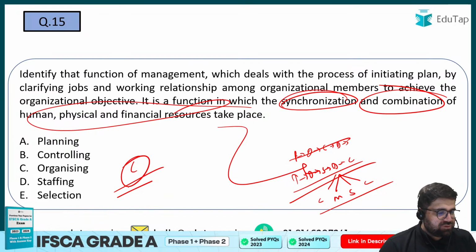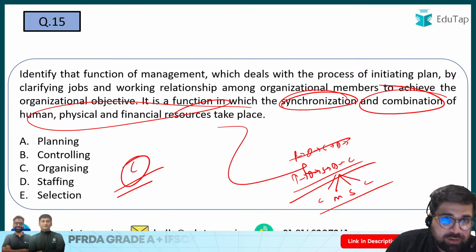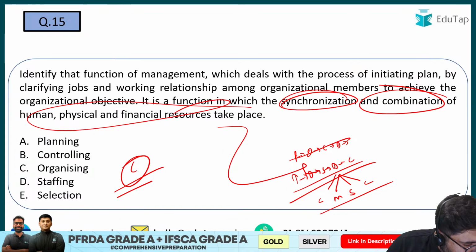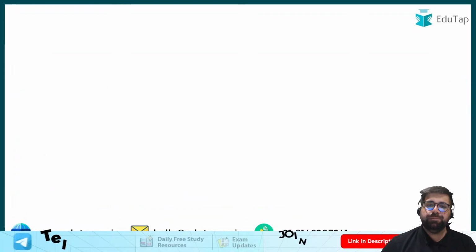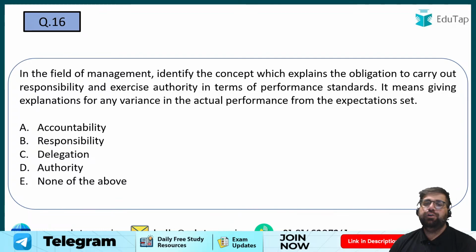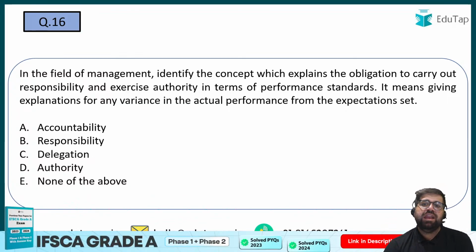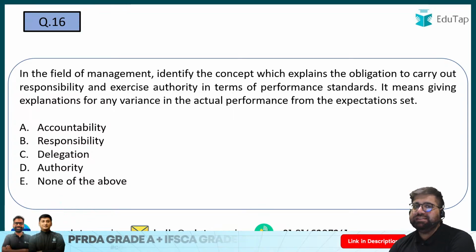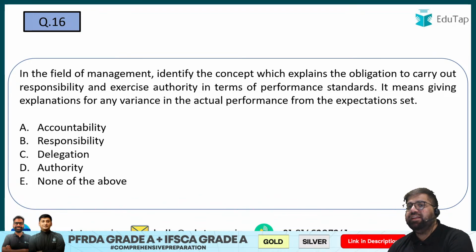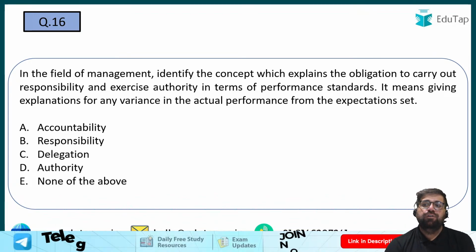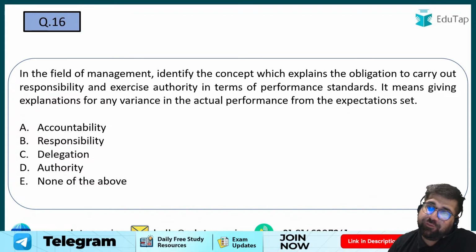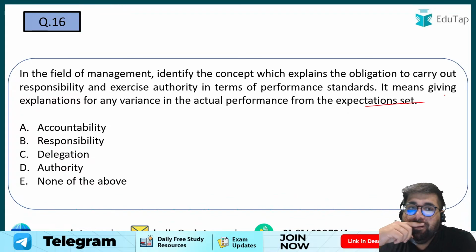Let me see the chat box who all are giving the right answer. 15th C, very good, Harshal, Rishi, Prachi and Saima as well. Good. Now we are moving to question number 16. In the field of management, identify the concept which explains the obligation to carry out responsibility and exercise authority in the term of performance standard. It means giving explanation for any variance in the actual performance from the expectations set. Good question, I would say.